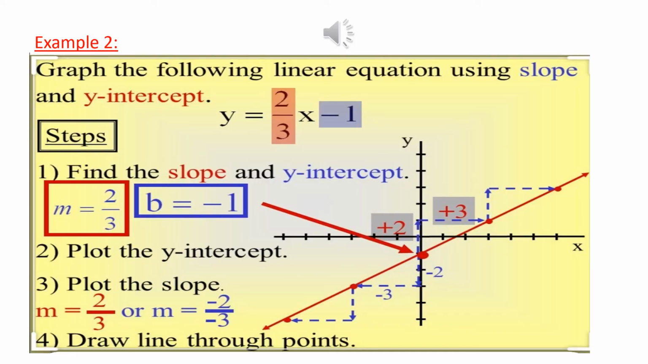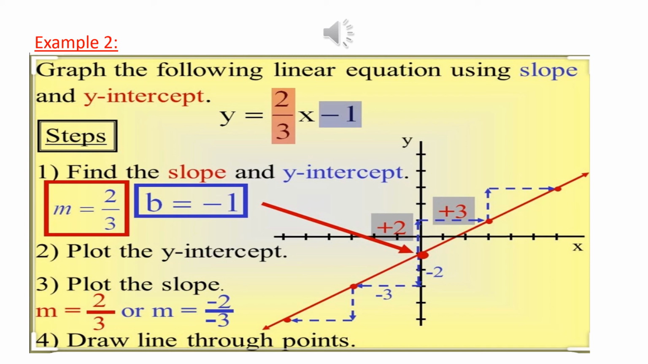Example 2. Graph the following linear equation using slope and y-intercept. y equals 2 over 3x minus 1. Find the slope and y-intercept. m equals 2 over 3 and the y-intercept b equals negative 1.